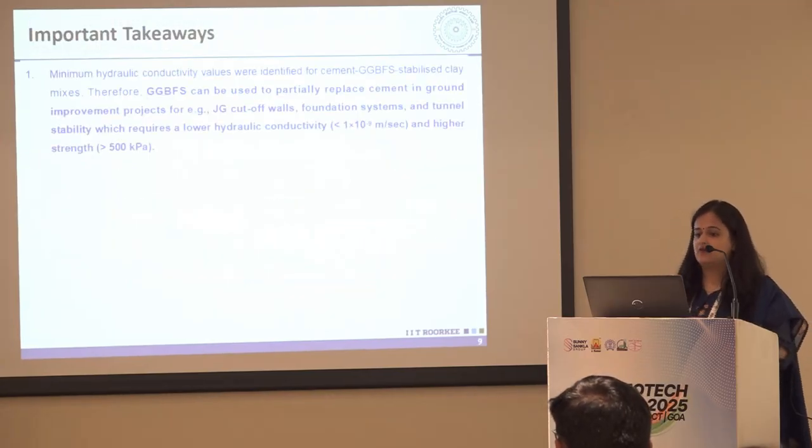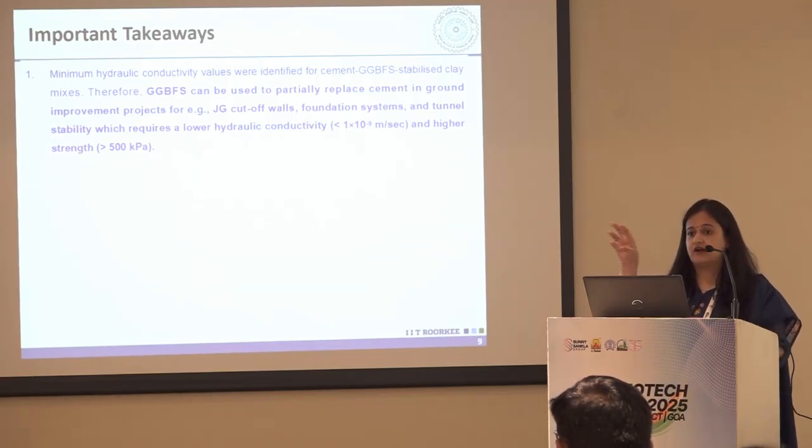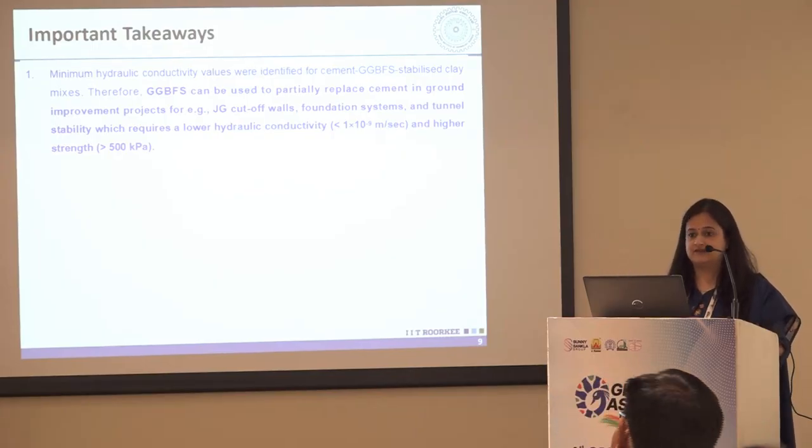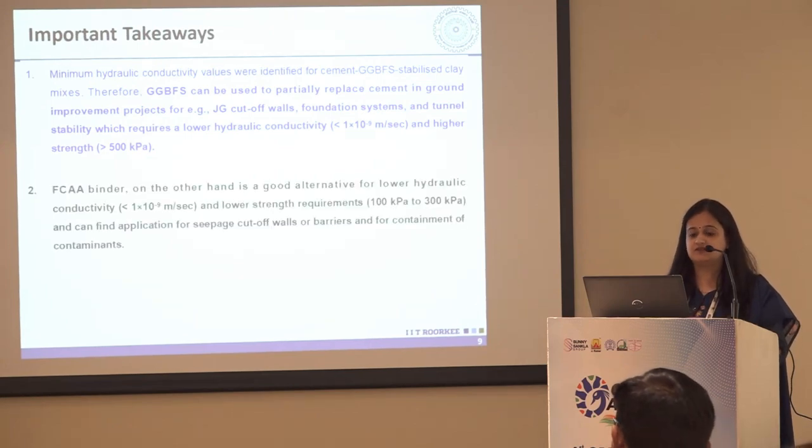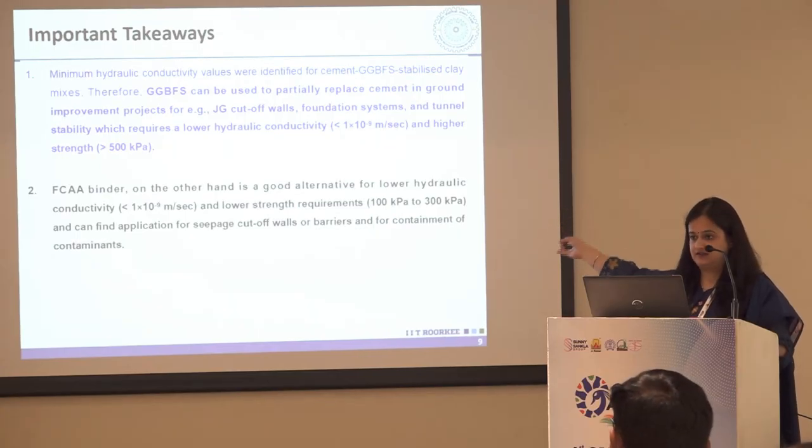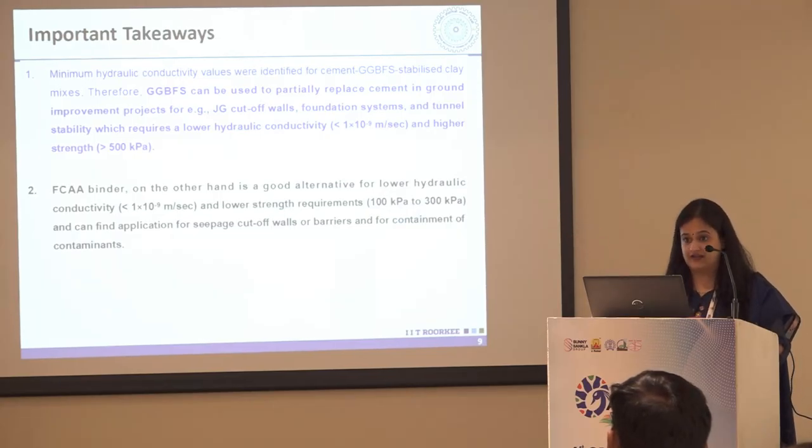So the important takeaways are, if we have to go for a cut-off wall or foundation systems or tunnel stability, which requires lower permeability, lower hydraulic conductivity and higher strength, then you go for GGBFS. You can actually use GGBFS up to 50% replacement. However, if you have requirements of low hydraulic conductivity and lower strength requirements like 100 kPa or 300 kPa, you can also use fly ash.